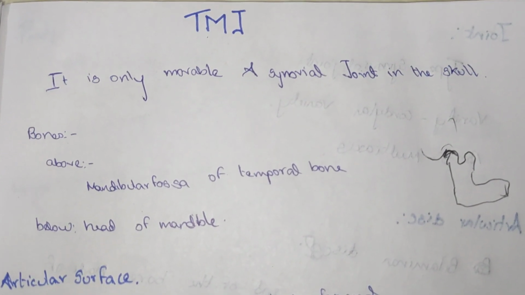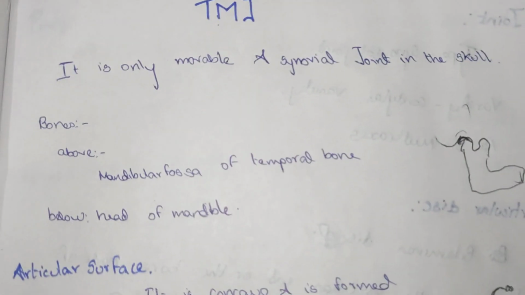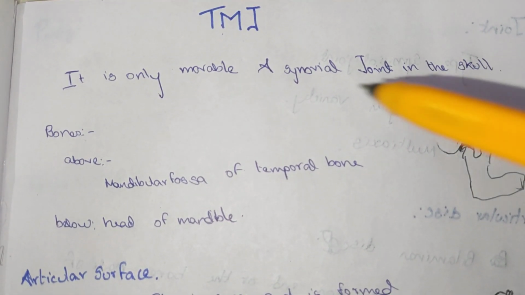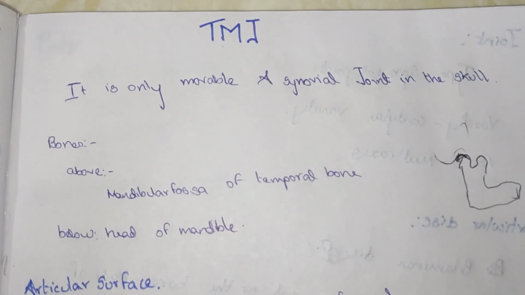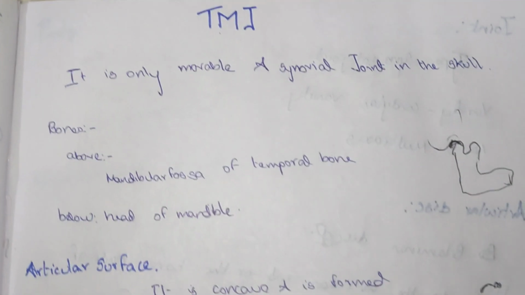In this video we are going to see about the temporomandibular joint. It is the only movable joint in the skull as well as the only synovial joint in the skull.